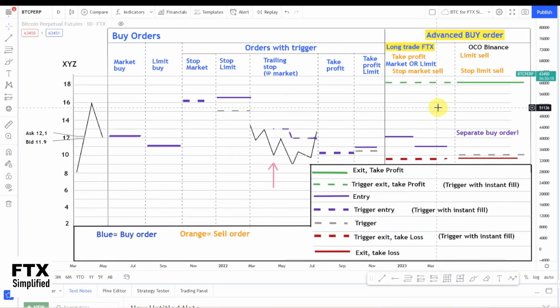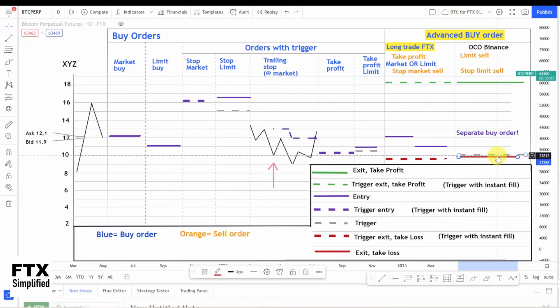And I want to mention one more thing about the OCO order from Binance, or actually the stop limit sell order. This is because the trigger and your limit sell are separated. And if you place your limit sell too close to your trigger and the market goes down fast, there is a probability your order will not get filled. And this happened to me once with Bitcoin, and I think I learned a lesson. I want to pass it on to you. Just make sure there is enough distance between your limit sell and your trigger.